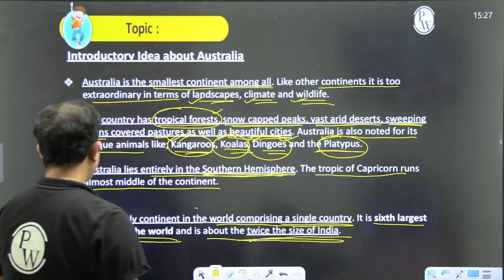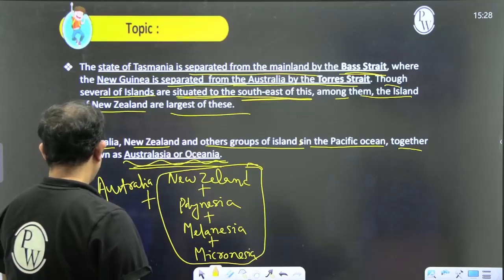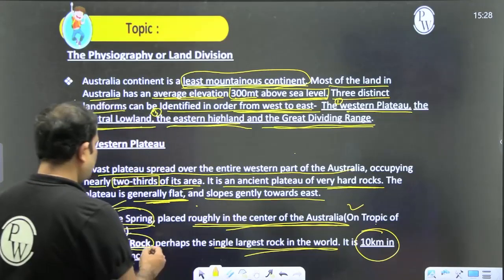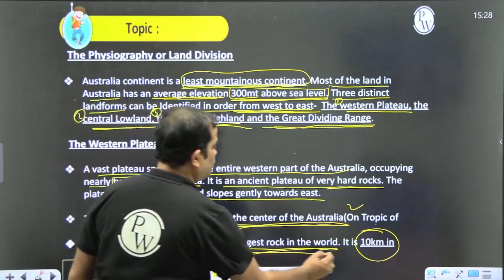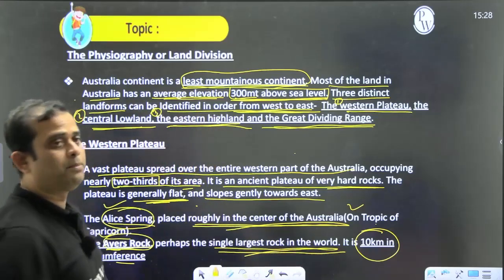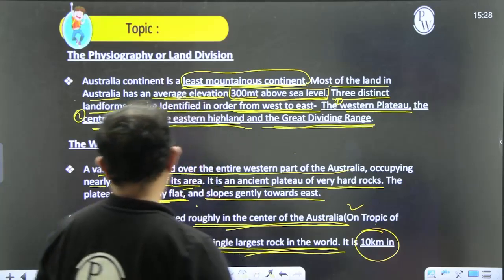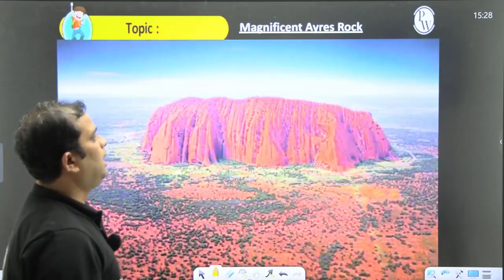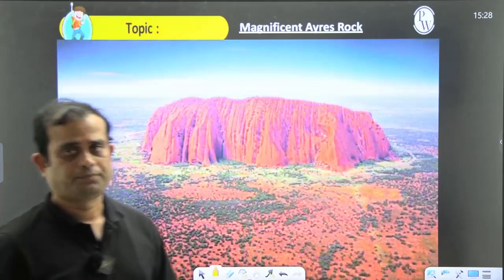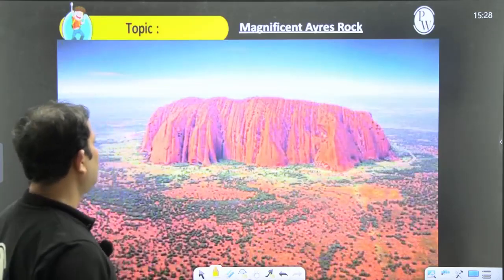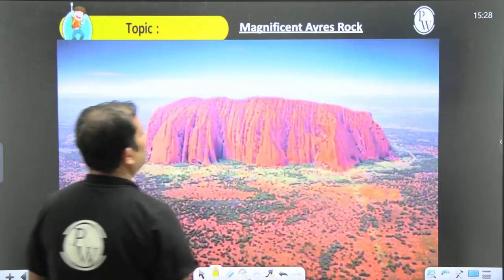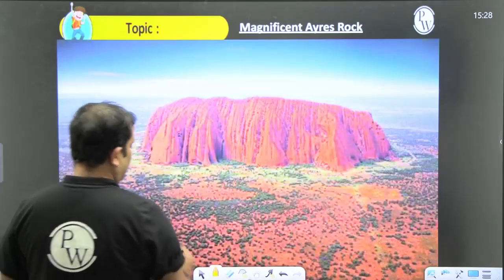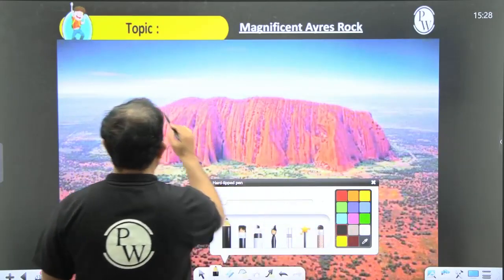Okay, next you see Ayers Rock. Ayers Rock is perhaps the single largest rock in the world. It is 10 kilometers in circumference. Lake Ayers. Just look at it, the magnificent Ayers Rock. You can see the magnificent Ayers Rock, right? Its circumference is more than 10 kilometers.